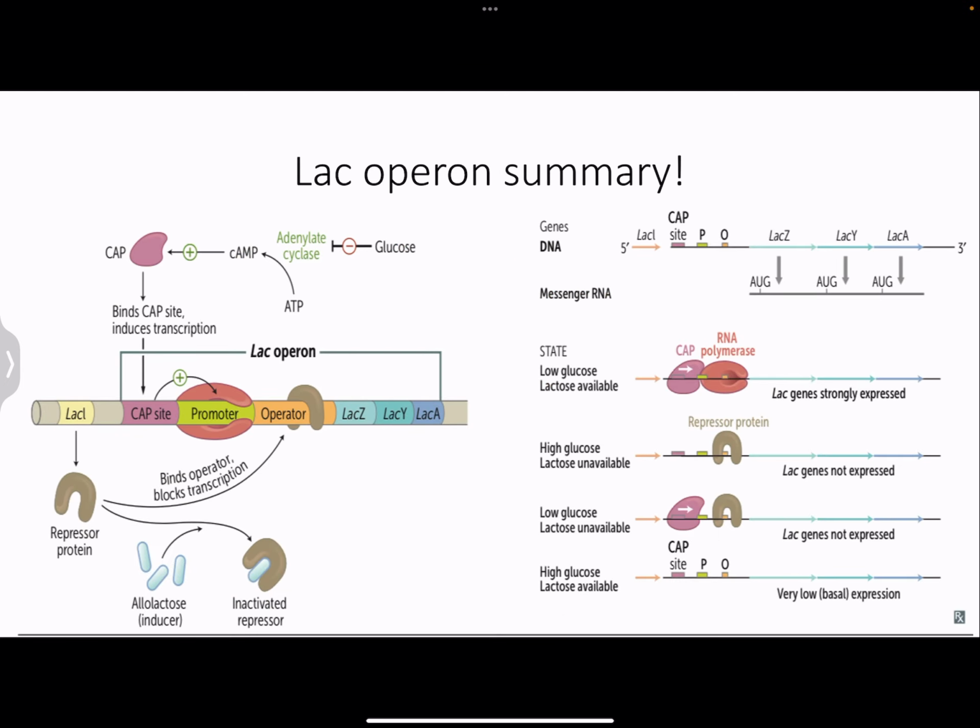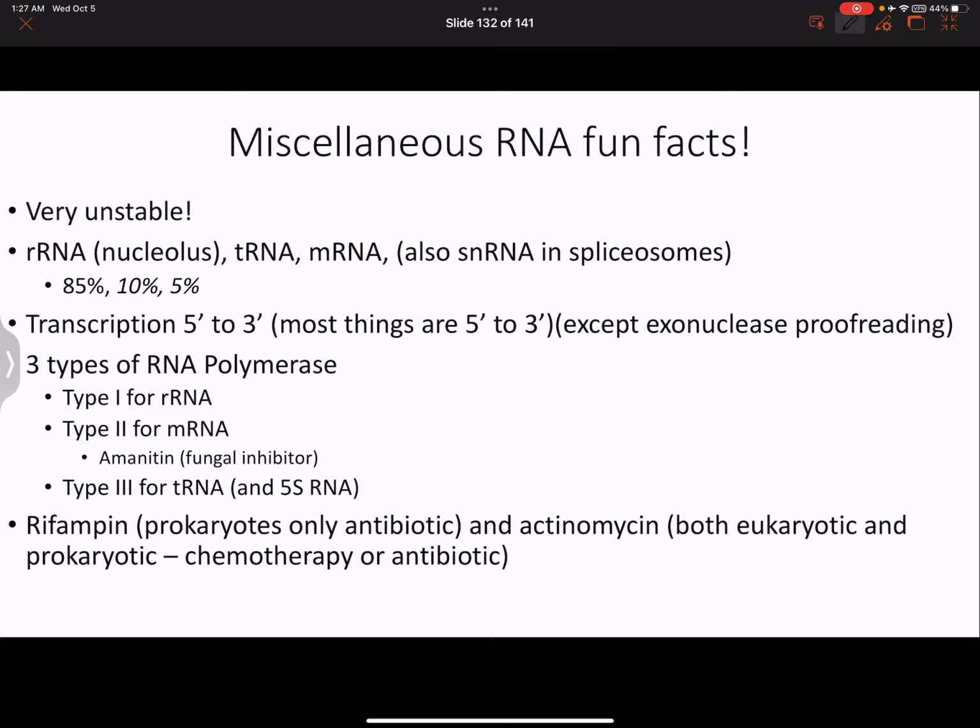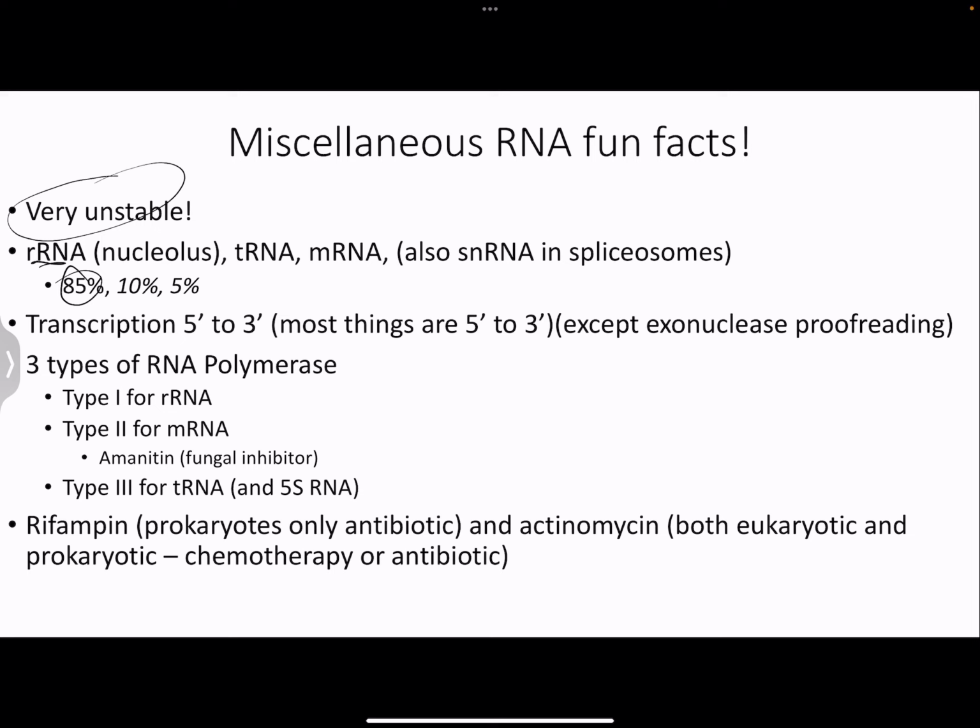For a little summary, just go ahead and take a mental snapshot or just stare at it forever. All right, so RNA is very unstable. We said that it is single-stranded with a 2' OH group. So we have a couple different kinds. rRNA is actually 85% of it. I would definitely know this. So the most ubiquitous type of RNA is going to be the ribosomal RNA. It's made in the nucleolus. tRNA is 10%, and then mRNA, which really gets all of the accolades, is the least common one.